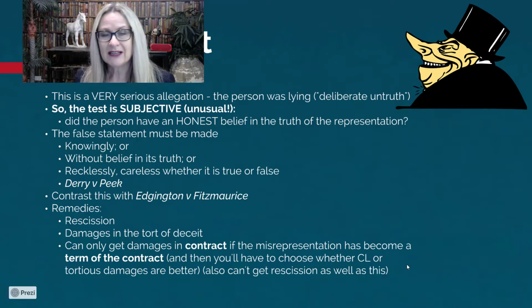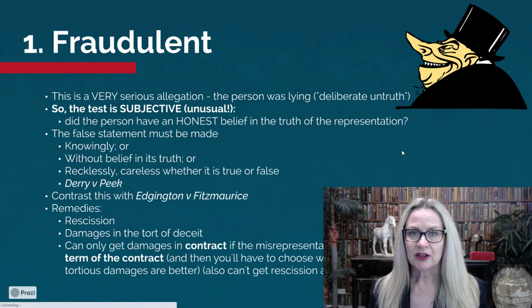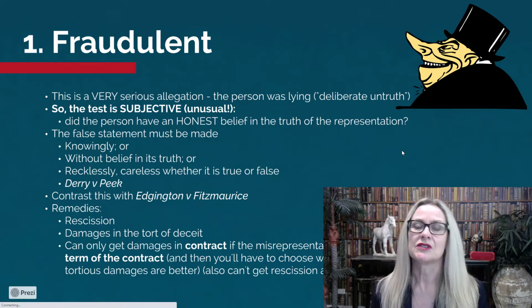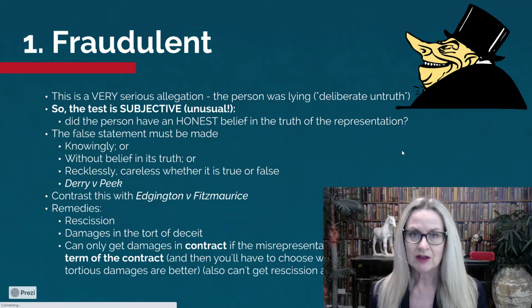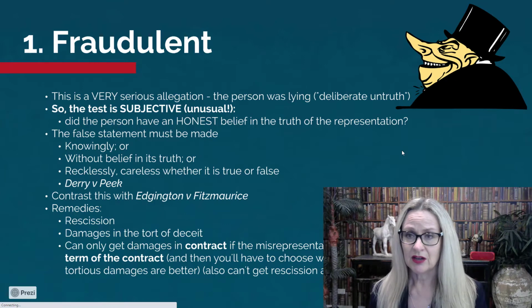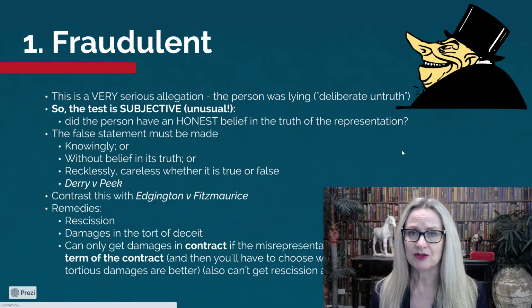So looking at each of those in turn, the first category, and obviously the naughtiest, is fraudulent misrepresentation. This is a very, very serious allegation. Essentially, it's a legal finding that the person was lying, okay? There has been a deliberate untruth being said. Because it's such a serious allegation, the courts here have really tried very hard to give every affordance, so to speak, to the person allegedly lying.